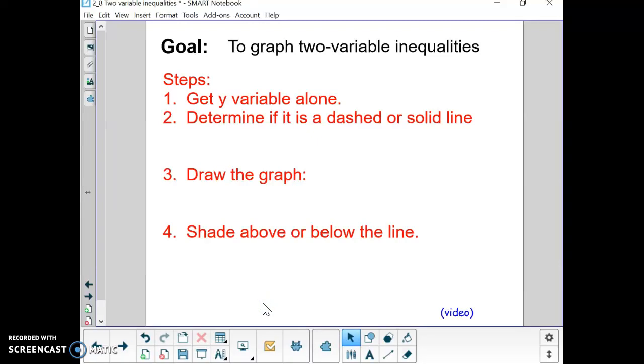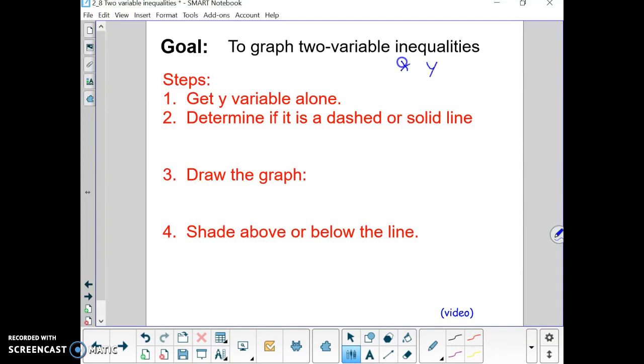All right, welcome to our lesson, and you can just follow along right on your note sheet and take notes as we go here. So our goal is to graph two variable inequalities. Two variable just means we're going to have both x's and y's in our inequalities.